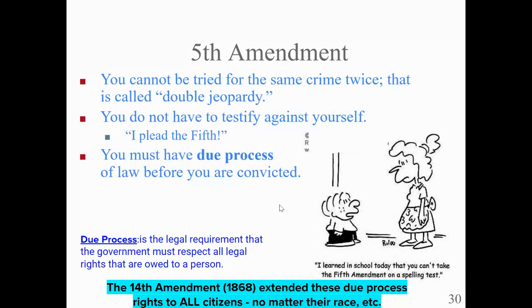And then you must have due process of law before you are convicted. So due process is the legal requirement that the government must respect all legal rights that are owed to a person. So basically the government protects you as you're going through the court system, that it must follow the legal process, and they're not going to skip steps to try to convict you faster or work against you. It's the same process for everyone. And so it's saying the government will respect all of your rights, and it will go through the process the way that it is supposed to.